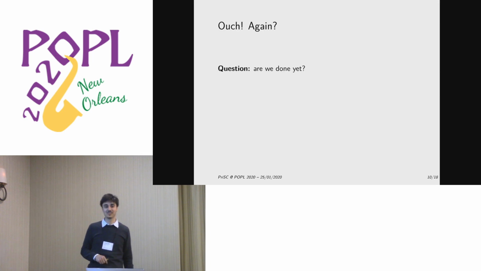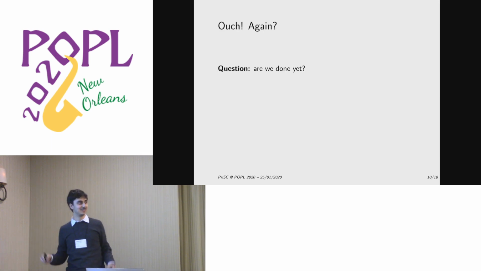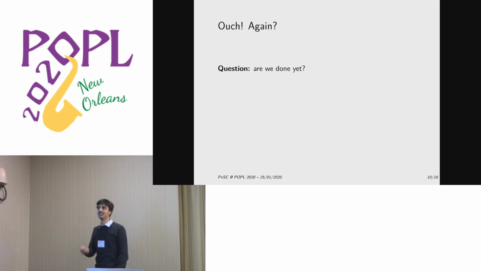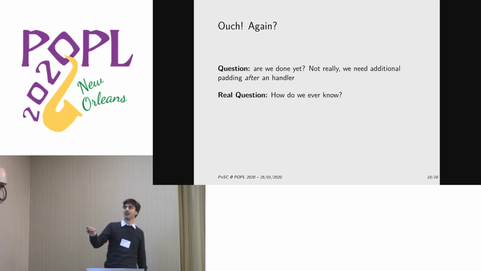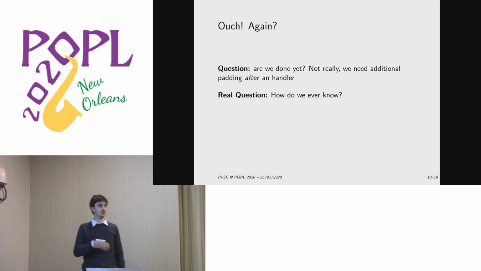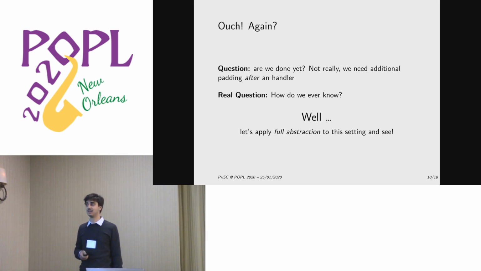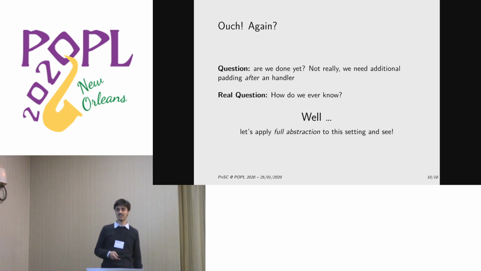Well, a question as a formal method person is: are we done yet? And the real answer is that we are not done yet. Because, for example, the attacker could measure the time to end for an enclave and discover another attack. So, how do we ever know? Well, we can try to apply full abstraction to this setting and see.